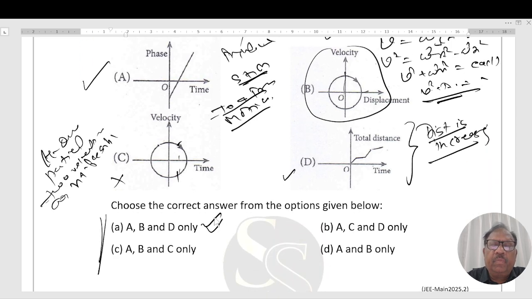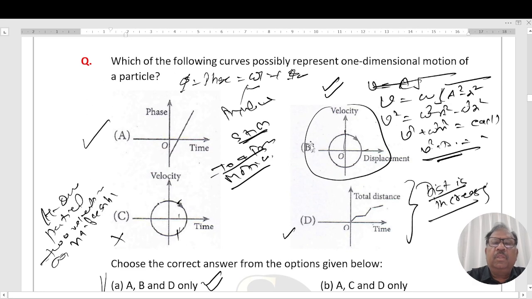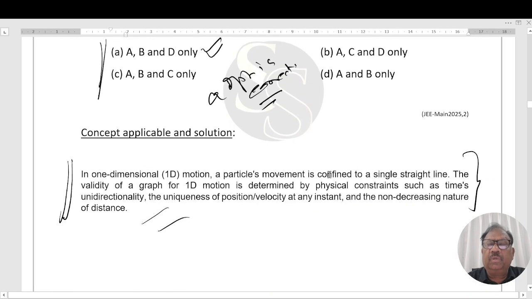A option is the correct one. This is correct because with time distance is increasing. In this case, at one particular time there cannot be two velocities. In this case, phase is related by this one, so this is also the correct one. Right? Next question.